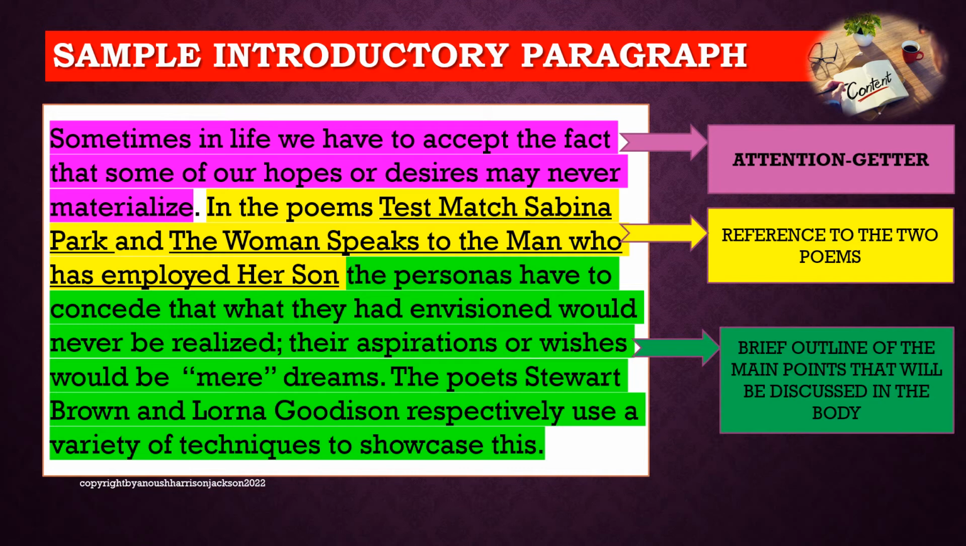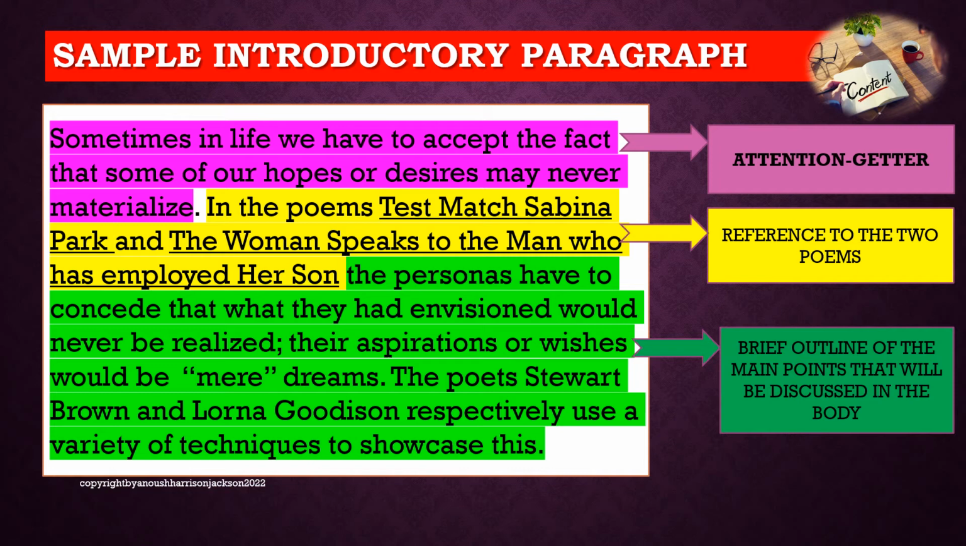Now let's look at the second sentence. In the poems Test Match Sabina Park and The Woman Speaks to the Man Who Has Employed Her Son, the persona had to concede that what they had envisioned would never be realized. Their aspirations or wishes would be mere dreams. For that sentence, we see where two things are done. One, we saw the reference to the two poems, right? So we know off the bat that the examiner doesn't have to guess which poems you'll be utilizing, because it is clearly stated here.